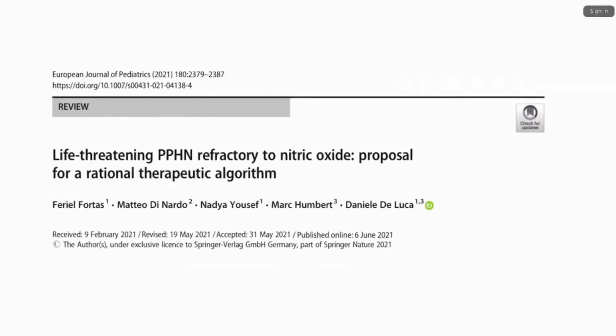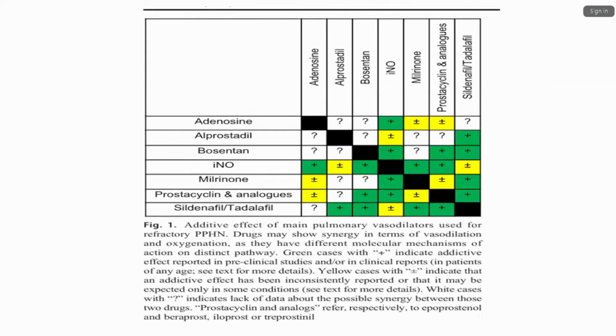So there was one paper published in the European Journal of Pediatrics, where they have proposed a practical algorithm which can be used for second line, third line management in the case of INO non-response. So what they did mainly, they looked at synergy of various vasodilators with INO, and whatever is mentioned in the green shows a synergistic effect, like adenosine with INO, alprostadil with sildenafil, INO with bosentan, INO with milrinone.